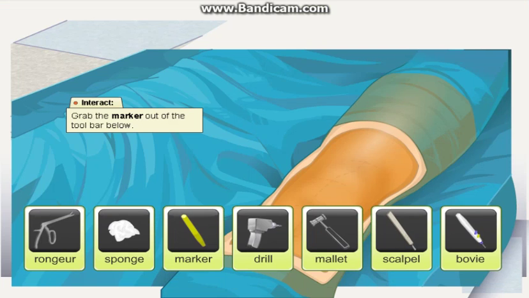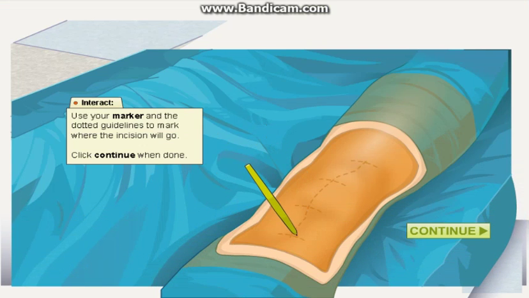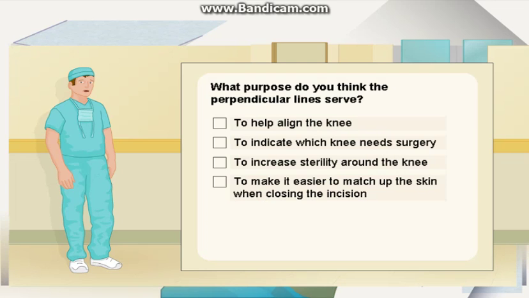Use the sterile marker to draw the location for our incision, and don't forget to mark the perpendicular lines too. Typically, the incision line is 6 to 7 inches long. What purpose do you think the perpendicular lines serve?